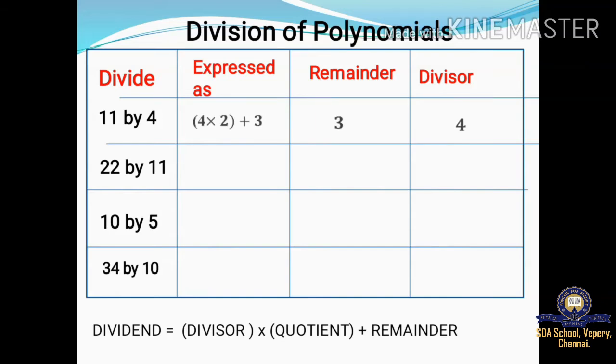22 by 11, which means I have to divide 22 by 11. What will I get? How can I express it as 11 into 2 plus 0, right? Because the remainder will be 0 and the divisor will be 11. So it can otherwise be expressed in this format, right, students? Similarly, 10 divided by 5 can also be expressed as 5 into 2 plus 0. Likewise, 32 by 10 can also be expressed in this way.